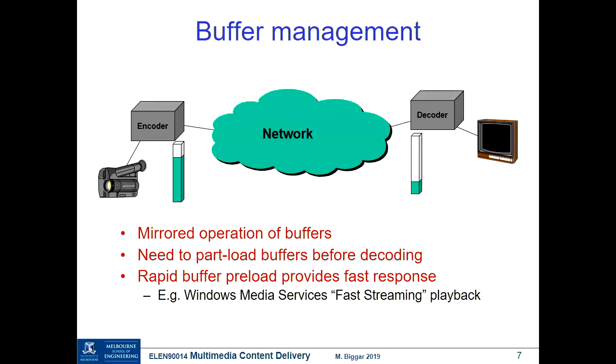In terms of this delay, this inherent delay in part loading these buffers, there are ways to try to reduce that. For instance, if the network is fast enough, if the network has sufficient capacity, then we could dump faster than real time a little bit of this data here, to preload that buffer before the decoder starts reading out, so we can dump that data as fast as the network will allow us to. So Windows Media Services has this fast streaming playback that does this, for instance.